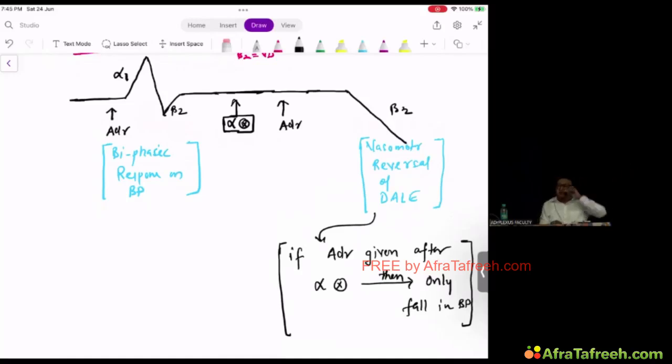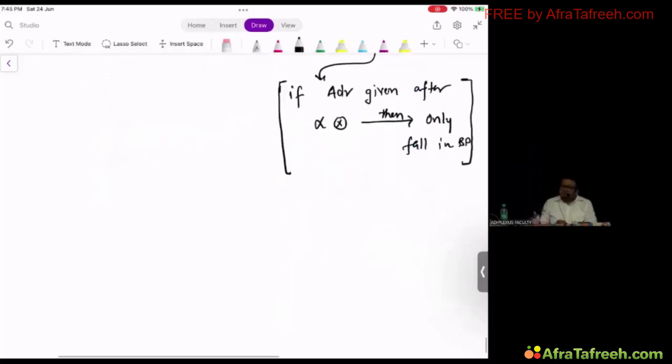Normally if you give adrenaline, what happens to BP first? It rises, then falls, biphasic. But if you give an alpha blocker first, then you give adrenaline, it can act only on which receptor? Beta. So excessive beta response, excessive vasodilation, only fall. So vasomotor reversal. Dale discovered it. It is clinically significant.